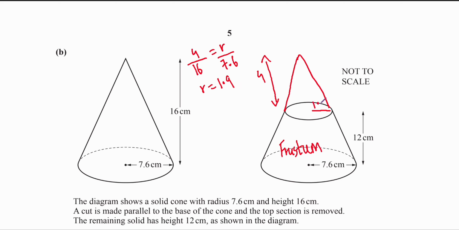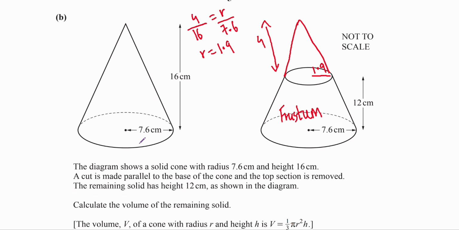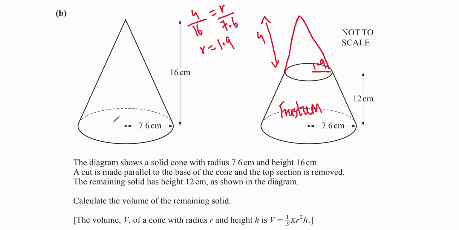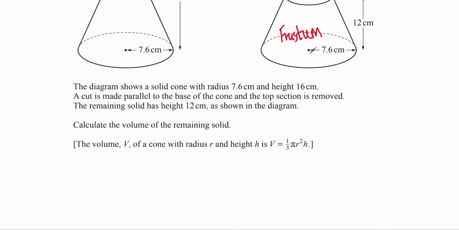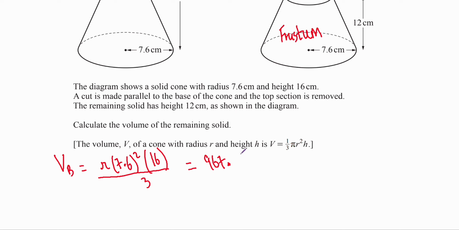So now we know what the old cone looked like. It had a radius of 1.9 and a height of 4, and that's all we need, because to calculate the volume of this frustum, we can take the volume of this big cone minus the volume of the small cone. So how would we do that? The volume of the big cone, VB, B for big cone, is equal to pi times 7.6 squared times the height, 16, divided by 3. If you do that on your calculator, you end up getting approximately 967.78.